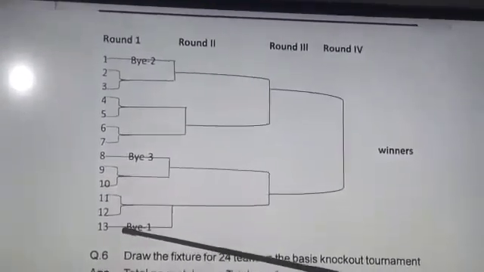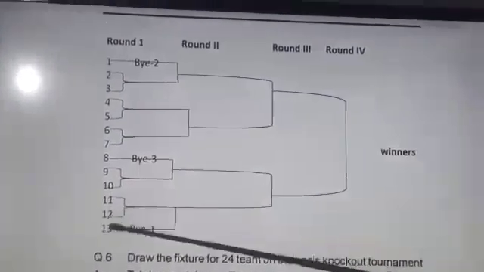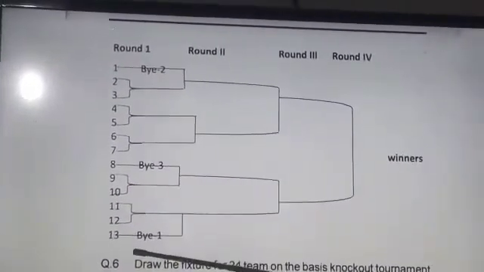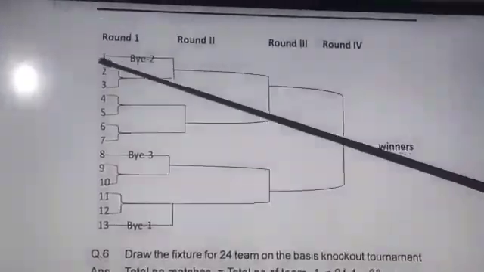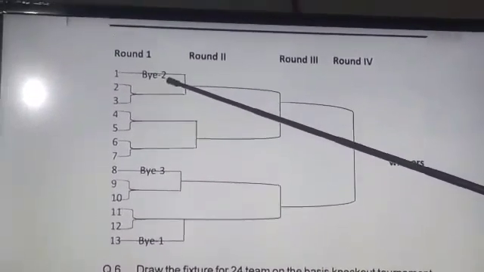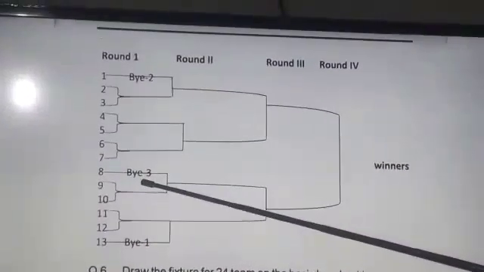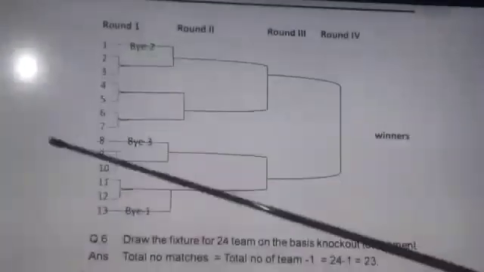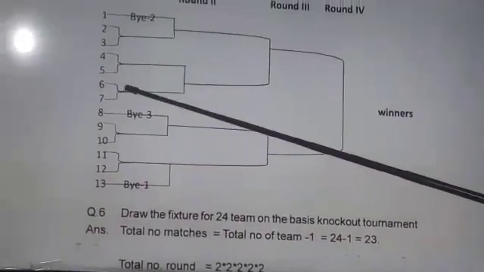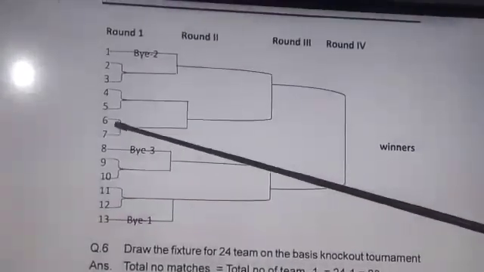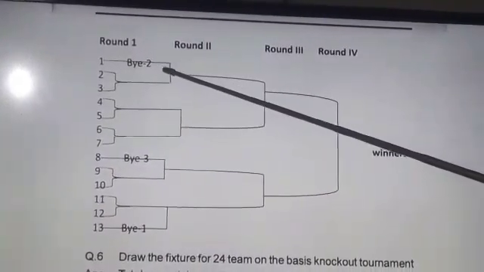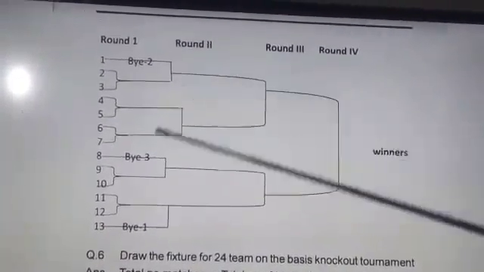The first bye is given to the last team of the lower half. The second bye is given to the first team of the upper half. The third bye is given to the top team of the lower half. Or if there is a 4th bye, that will be given to the last team of the first half. Okay, then 3 byes are given. So now that is the fixture.